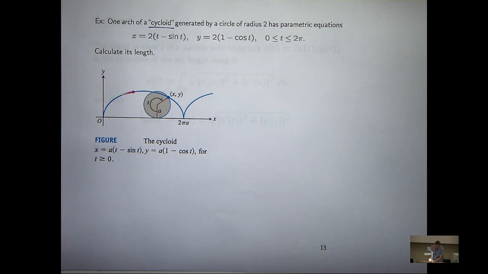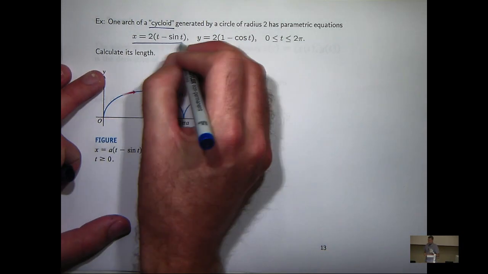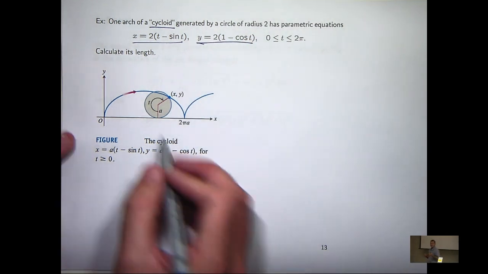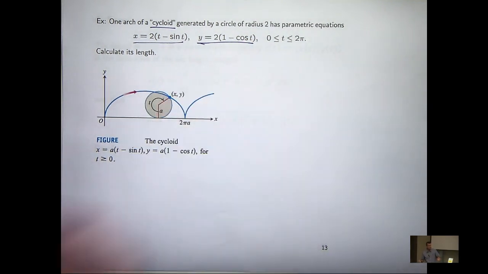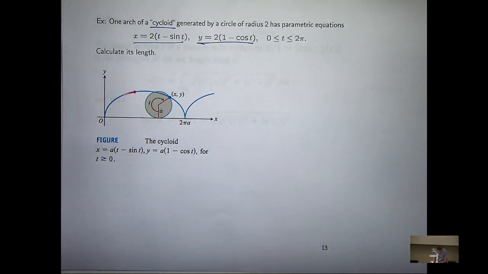You can form a cycloid by imagining you've got some sort of circle and you roll the circle along the axis and you've got a point on the edge of the circle. So here's a parametric representation of a cycloid. Here's the general one. Here A equals 2. You're asked to calculate the length of one arch of the cycloid.